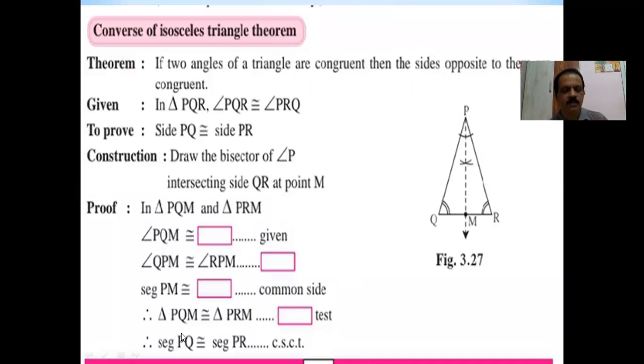Then we write here, corresponding sides of congruent triangles are congruent. That means segment PQ is congruent to segment PR. We write this as the proof of the converse of the theorem.